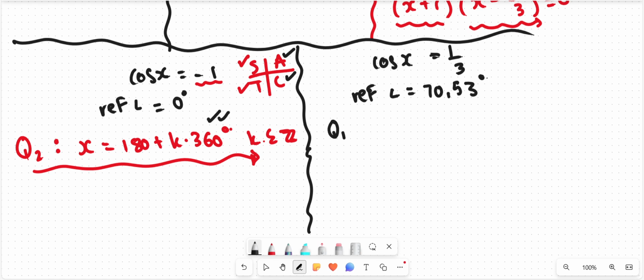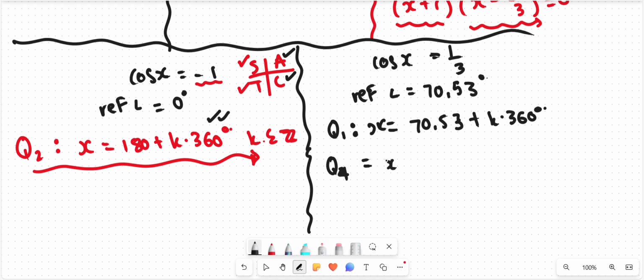So in quad 1, x is just easily your reference angle plus k 360. That's quad 1. x is just easily that. In quad 4, x is 360 minus your reference angle plus k 360. And so this ends up being x is equal to, if you subtract those, you end up getting 180.